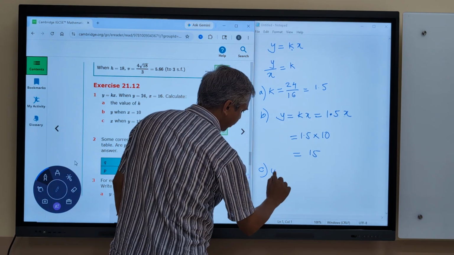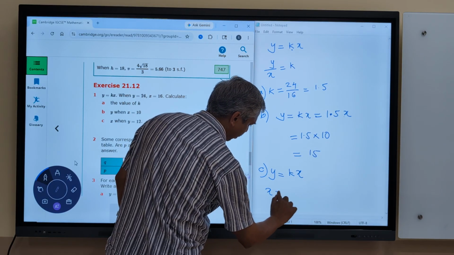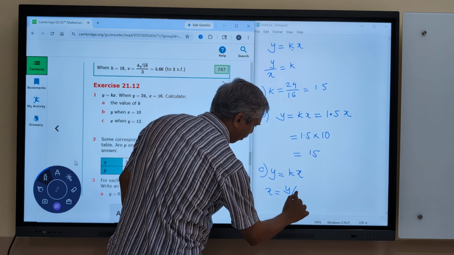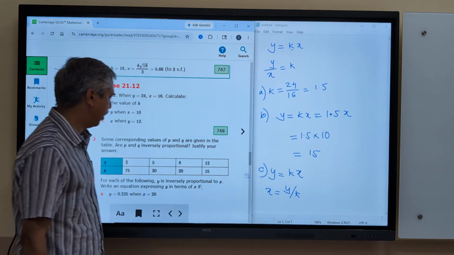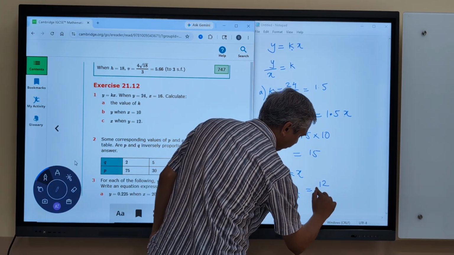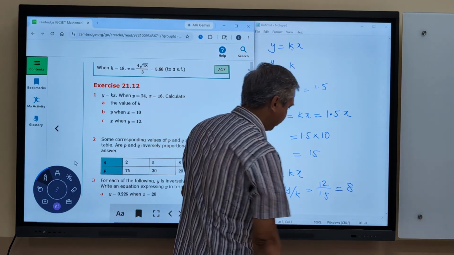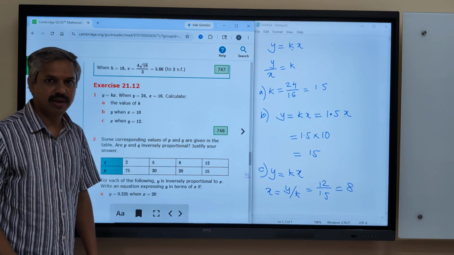C is: find x when y is equal to 12. So y is equal to kx. X is equal to y upon k. The value of y is 12, so 12 upon 1.5. That will be equal to 8. So the value of x is equal to 8. You can check these values.